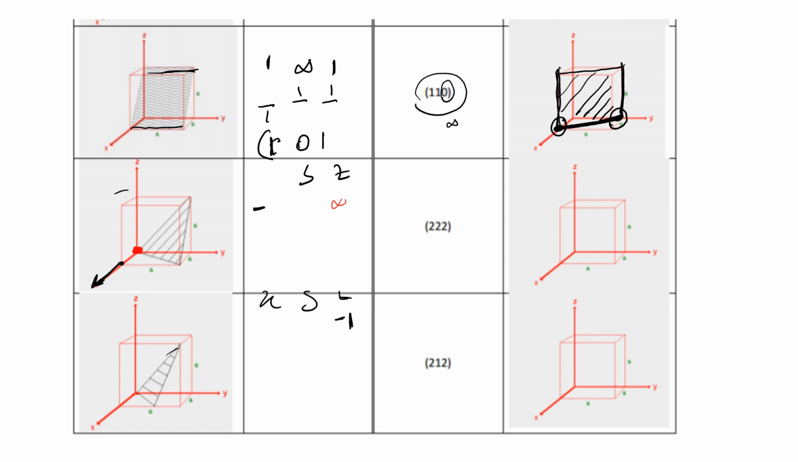Clear or not? How about the next one? 1, 1, 1. If you divide by 2, it is x is 1, y is 1, z is 1. So when you connect the 3 points, that will be a plane like this.